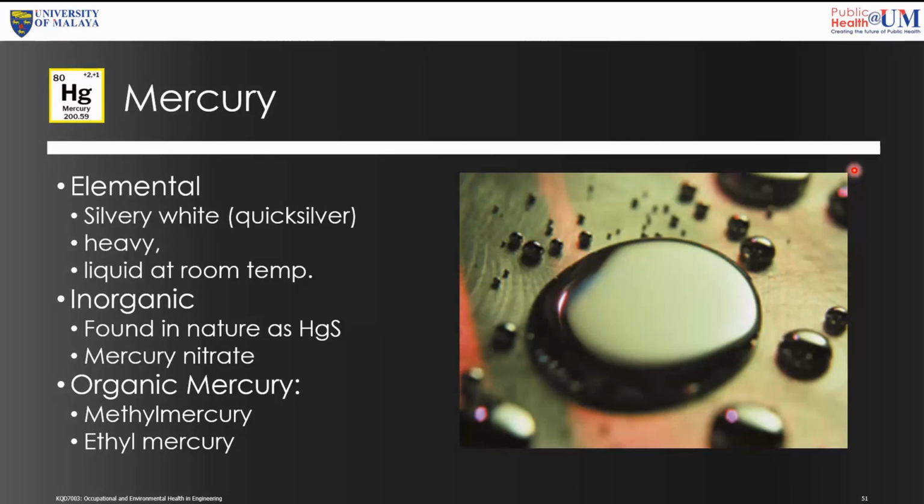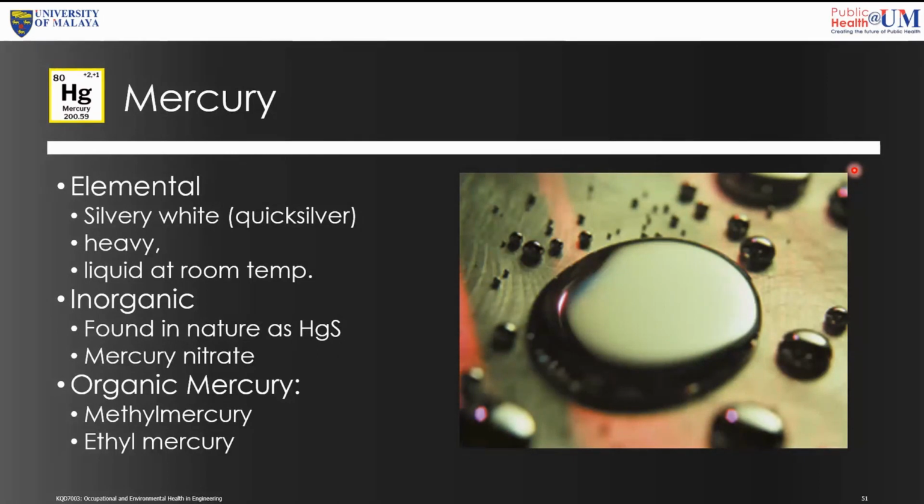So you need to understand, when you talk about an emergency or release, the properties of the gas released, and where you should place all your main processes. Okay. Now we move on to mercury.